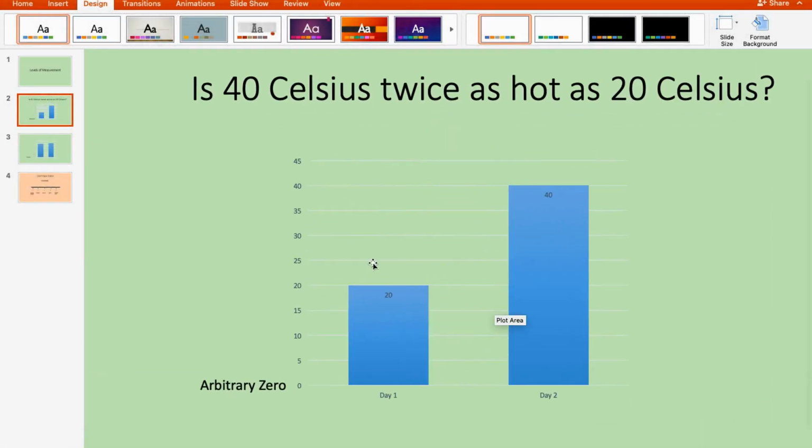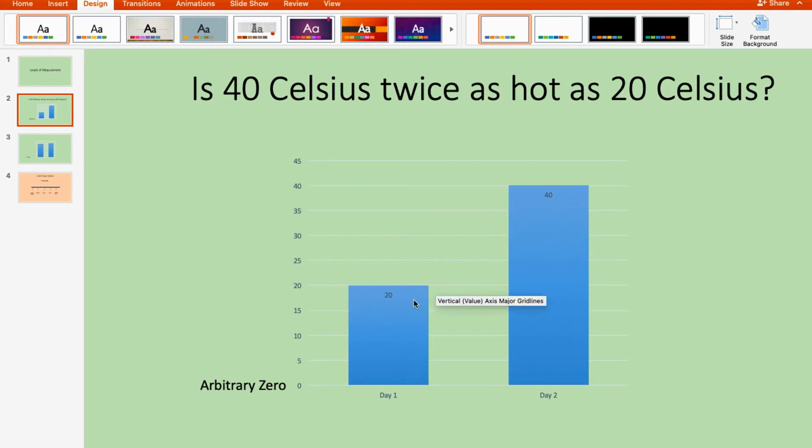You can see here a graph where one day it is 20 degrees and the second day it is 40 degrees. If I look at this graph, it looks as though 40 degrees is twice as big as 20 degrees. So why is it incorrect for me to say that 40 is twice the amount of 20? The reason has to do with this arbitrary zero. It's possible in Celsius to get negative degrees. So this zero here on my graph is really just an arbitrary number, and we really should extend this further.